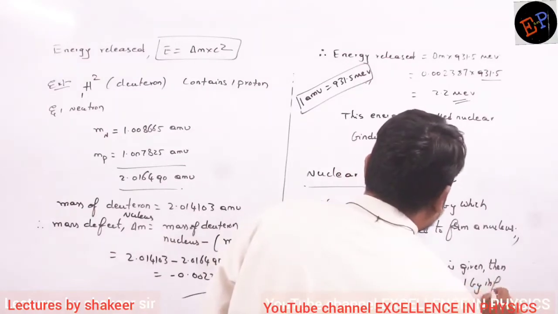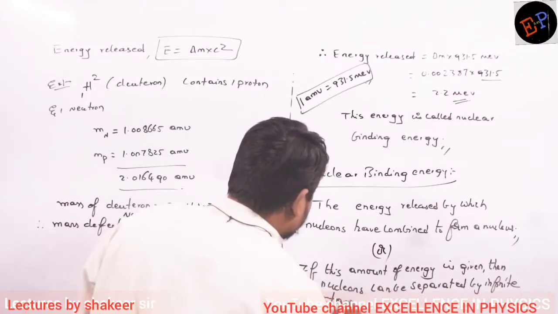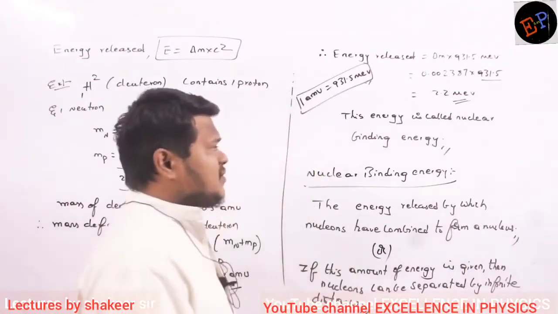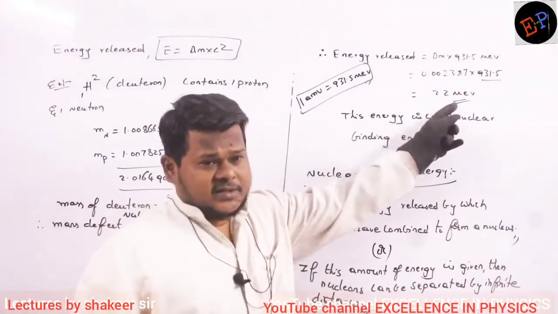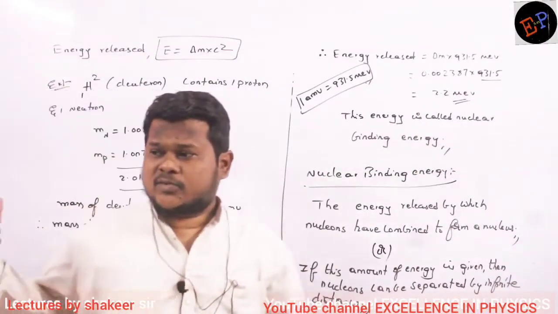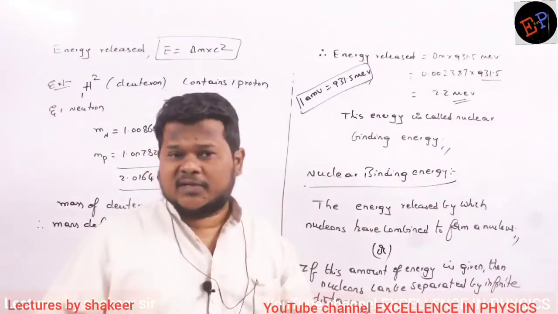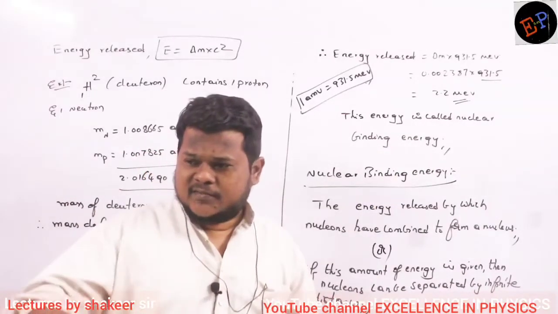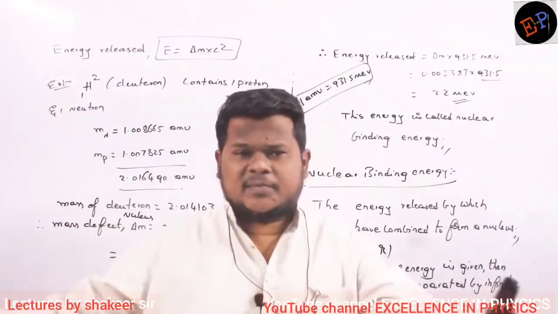By infinite distance. Are you able to understand? What is the meaning of this one? Previously energy released was 2.22, no? Same energy if I give to the nucleus of this neutron, then what happens? Previously this much amount of energy was released. Now same energy if I give again to the nucleus of neutron, then what will happen? Again they will get separated.